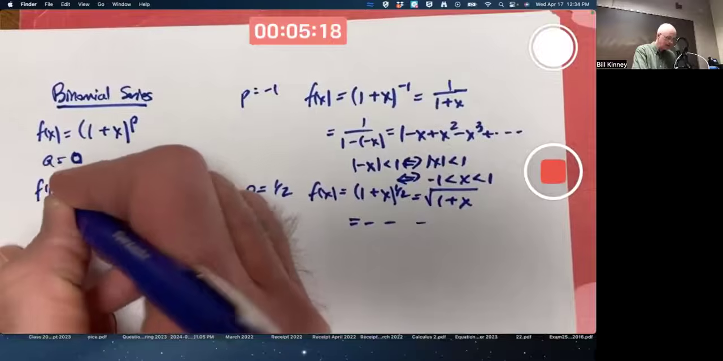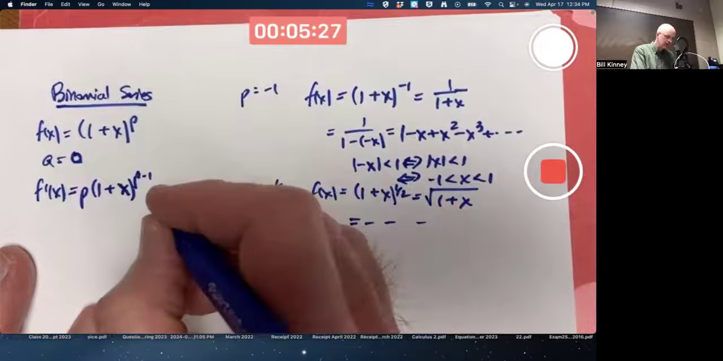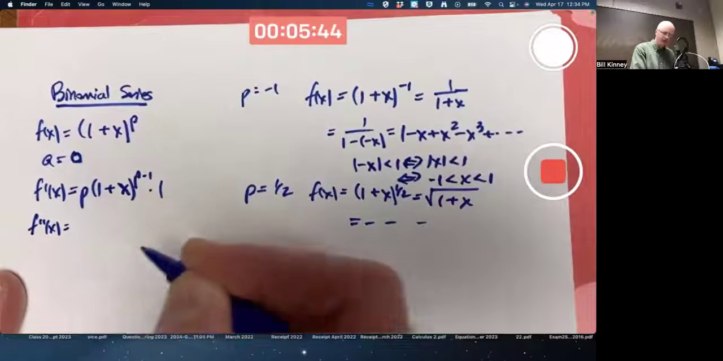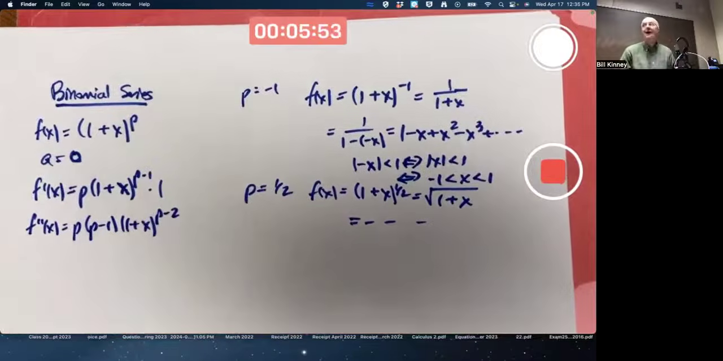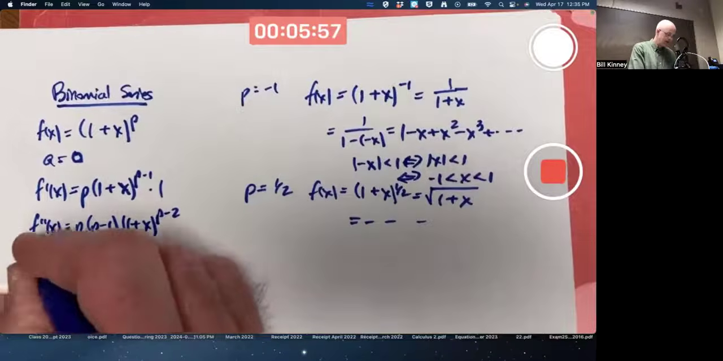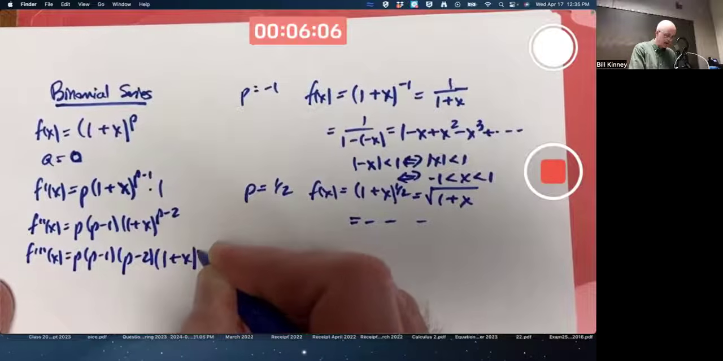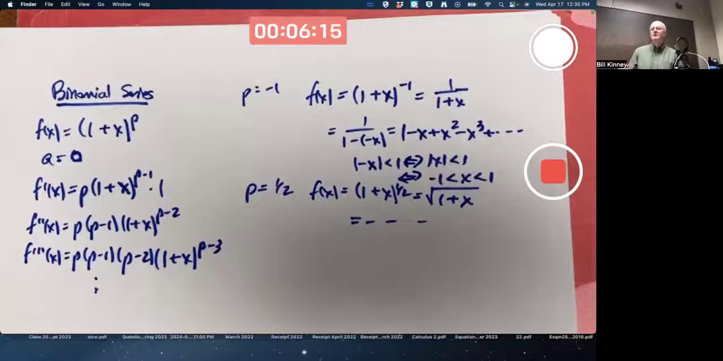By finding derivatives, f'(x) is going to be p times (1 + x)^(p-1). Technically, the chain rule would say multiply times the derivative of 1 + x, but that's 1. When you multiply by 1, nothing changes, so I don't have to write times 1. f''(x), differentiate again, you get p(p-1)(1 + x)^(p-2). Differentiate again, f'''(x) will be p(p-1), I bring down a p-2, subtract 1 from the exponent and make it p-3, etc. The next one would be p(p-1)(p-2)(p-3)(1 + x)^(p-4).